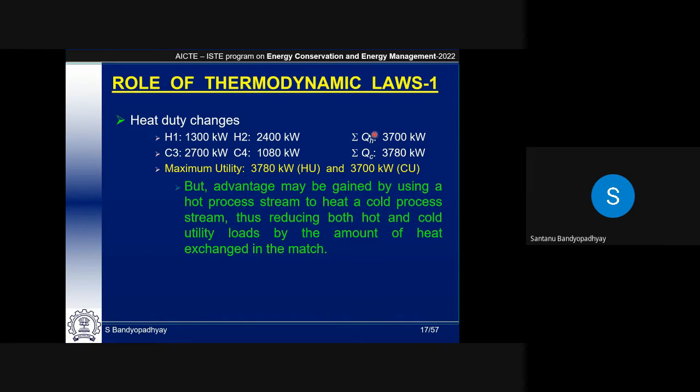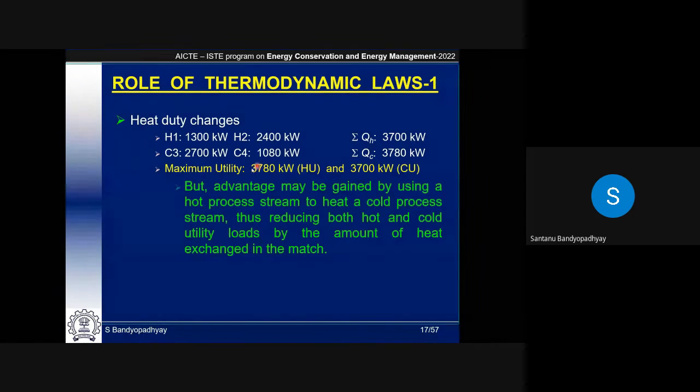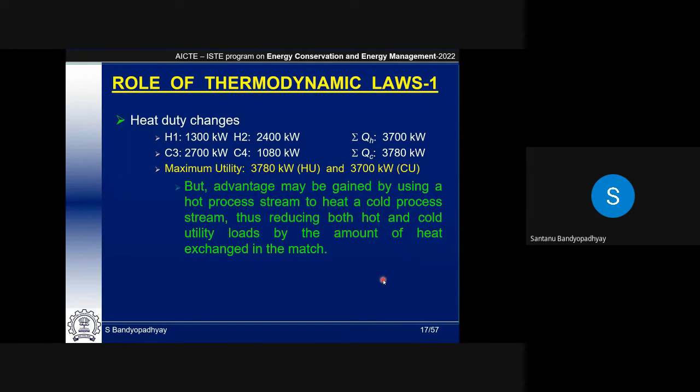So now if I do not transfer the heat from the hot streams to the cold streams, that means this will be my cooling water requirement or cold utility requirement, 3700, and 3780 is the maximum hot utility requirement. Now this is definitely not looked at because it does not talk about any energy conservation. But this is one of the limits.